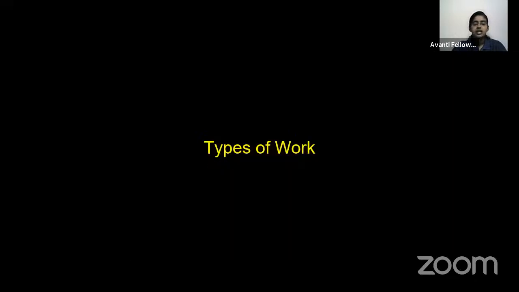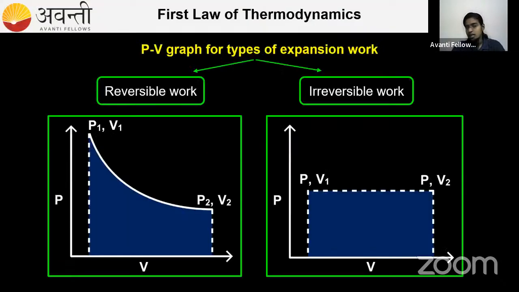Then coming to the next topic, which is types of work. There are two types of work. One is reversible work and the other one is irreversible work. Okay, so two PV graphs for both the types of work are shown to you. And in case of reversible and irreversible, we have some area under this pressure volume curve. If I want to find out the maximum work done, then I have to calculate the area under this pressure volume curve.